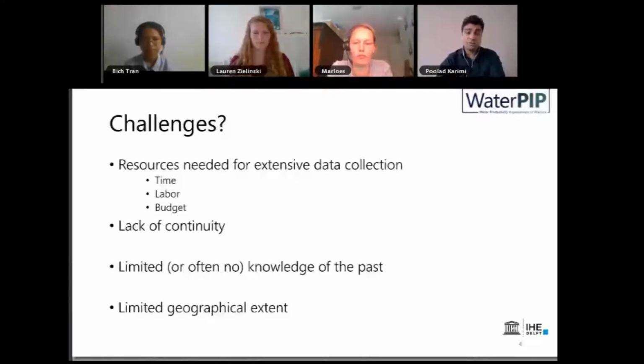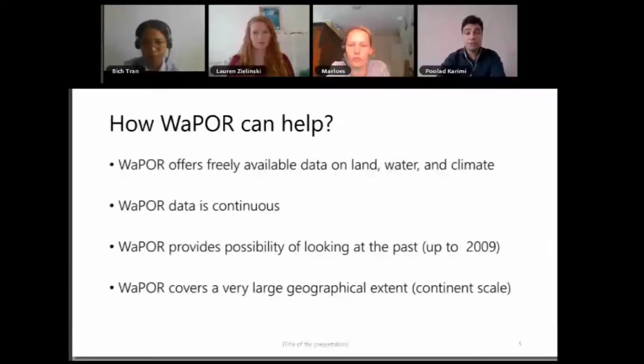And also, what we do physically is limited to a small geographical extent, basically an irrigation scheme, or if you have a large budget, a district or a province at most. But what WaPOR has to offer here is that it offers freely available data on land and water and climate.